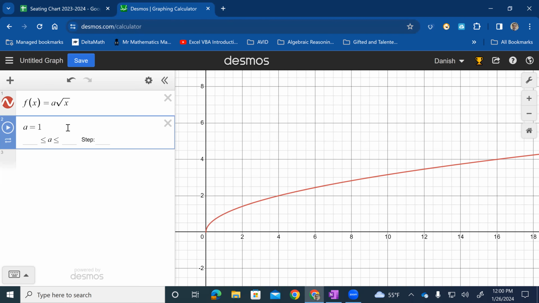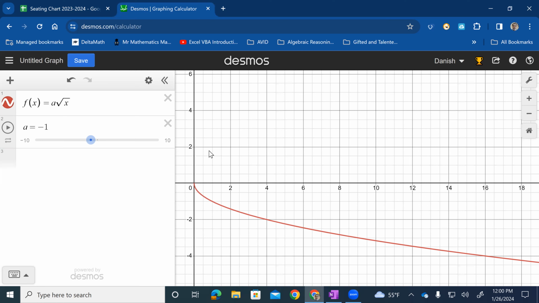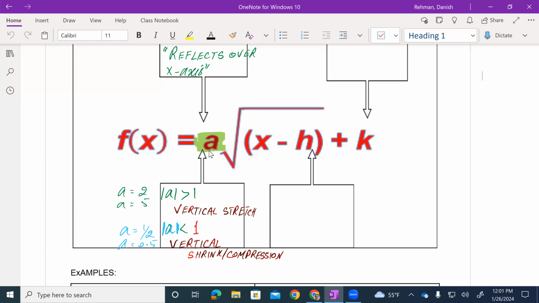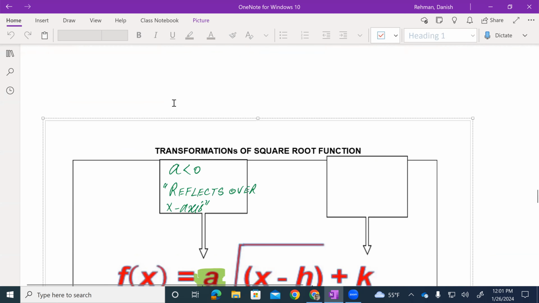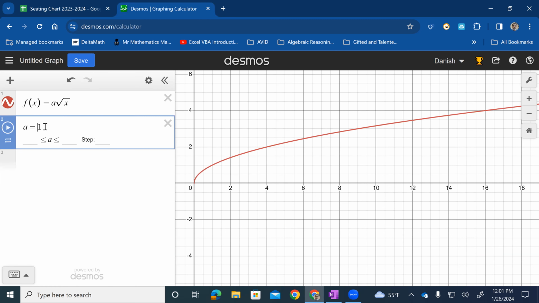What I will do now is put a -1 and look at the impact. By just adding a negative sign, now a is less than 0. So what happened? The curve reflected over the x-axis. Make sense? Where did we write that? We have mentioned it over here. If a is less than 0, then the curve reflects over the x-axis. And if I remove the negative sign, it will get back above the x-axis, the parent function square root of x.